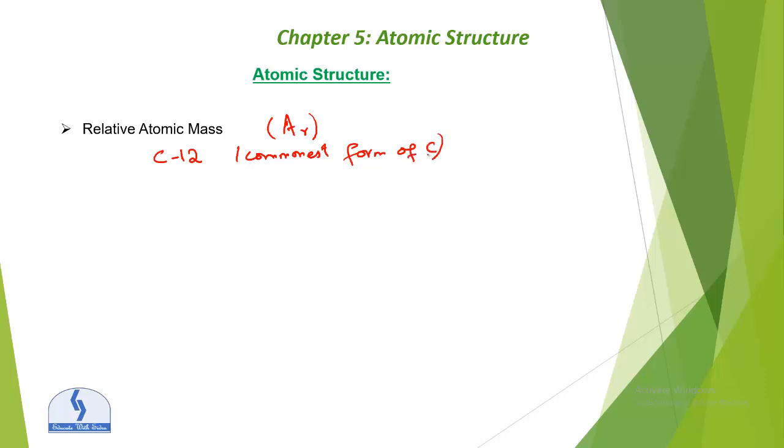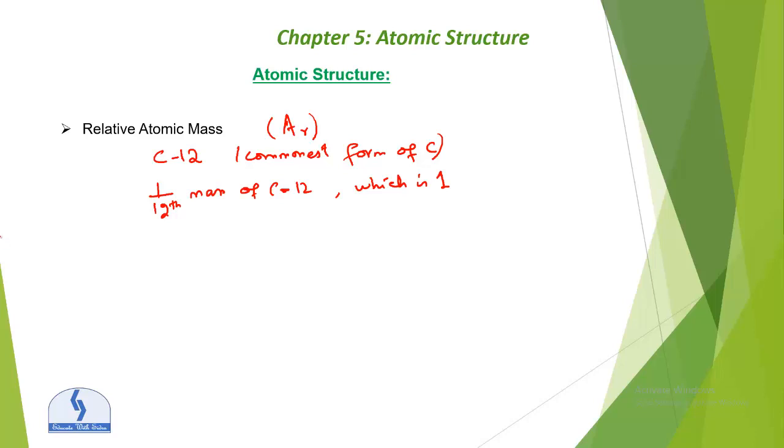Carbon-12 is the commonest form of carbon present in all organic compounds, and most isotopes do not have a mass that is a multiple of 12. So the standard is taken as 1/12th of the mass of carbon-12, which is 1.